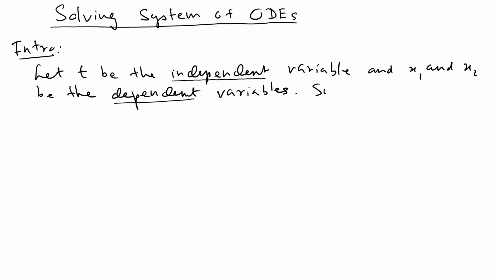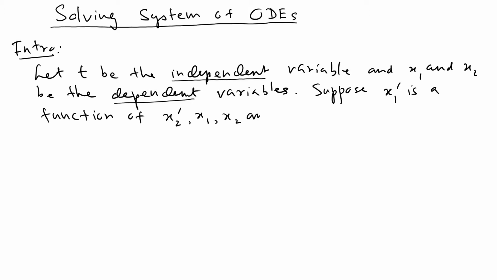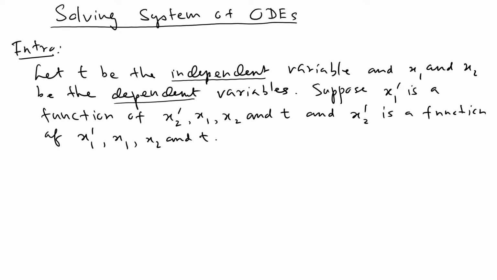Suppose x1 prime, the derivative of x1, is a function of x2 prime, that's the other dependent variable, and x1, x2, and t, the independent variable. And similarly, x2 prime is a function of x1 prime, x1, x2, and t. So we can write this in this form.